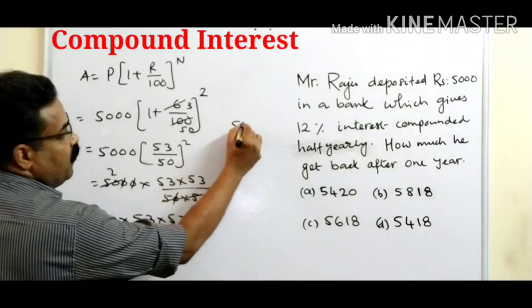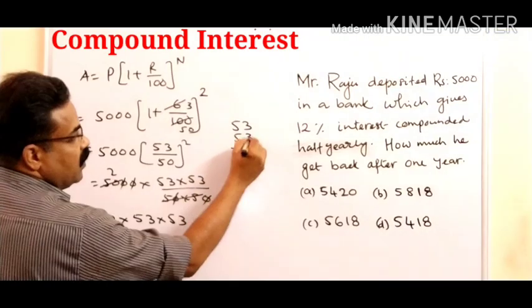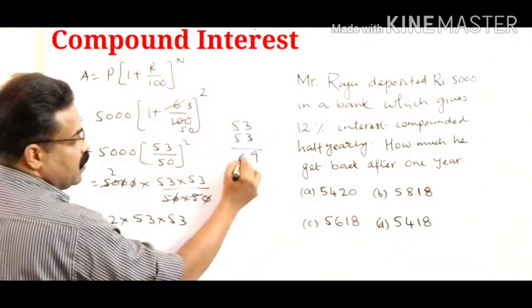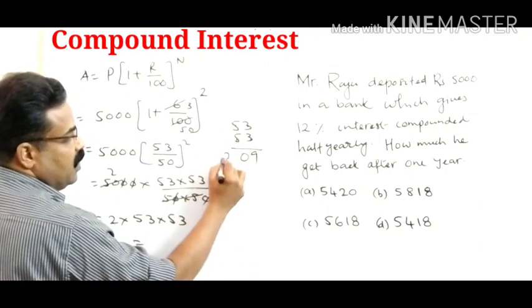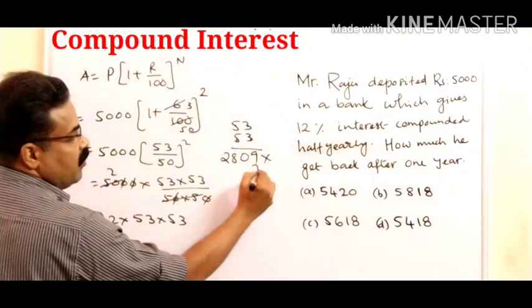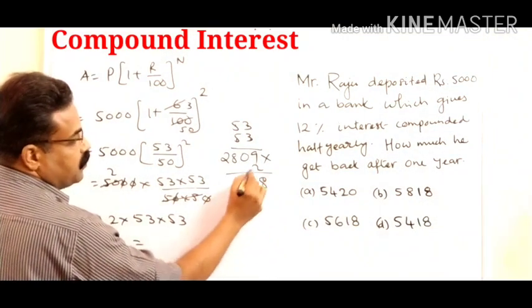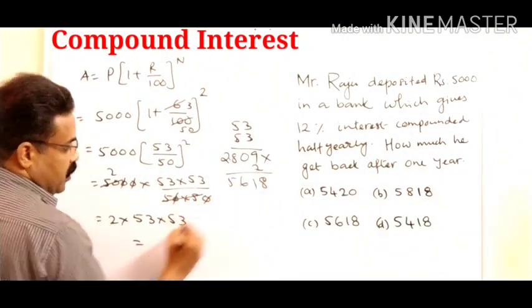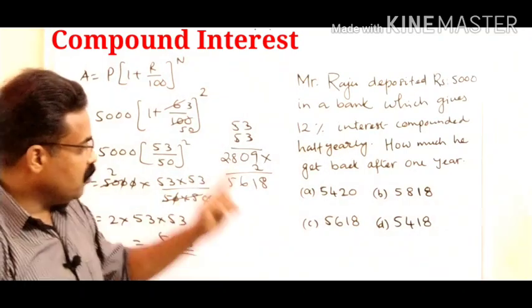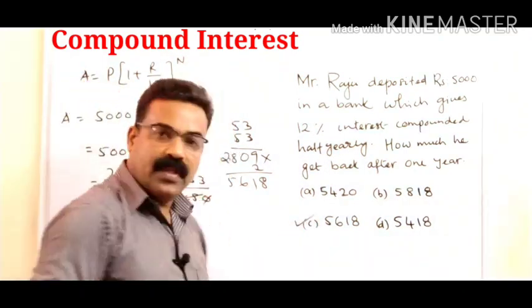How much is 53 into 53? 3 threes are 9. 15 and 15, 30. Balance 3. 25 plus 3, 28. So 2809, multiplied by 2, is 5618. That is the answer. So option C is the correct answer.